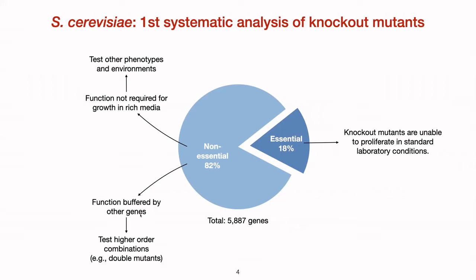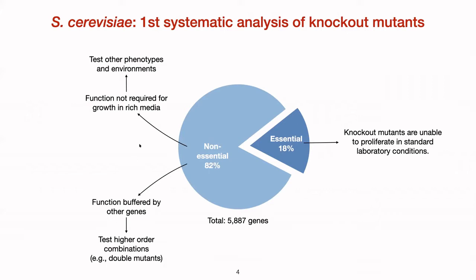In parallel to that, and I'm going to come back to this in a few slides, the other interpretation was that the function of these genes was extremely important for viability as well, or at least a huge fraction of them. But the function was so important that evolutionarily, the yeast developed a buffering system where the function of those genes was compensated by the presence of other genes. And so one way to investigate that is to try to create higher order combinations of knockouts, for example, double mutants, trying to uncover such redundancy.